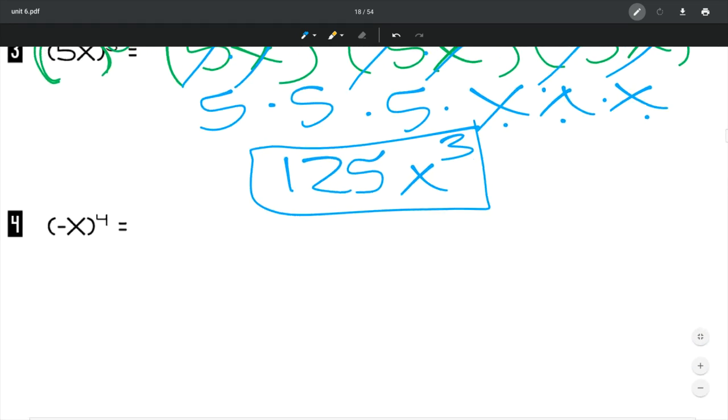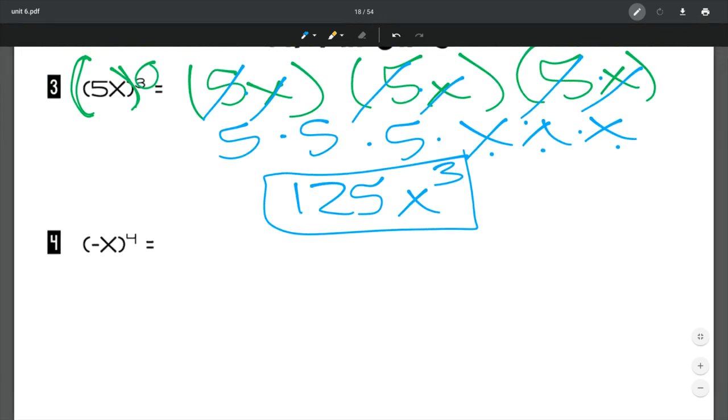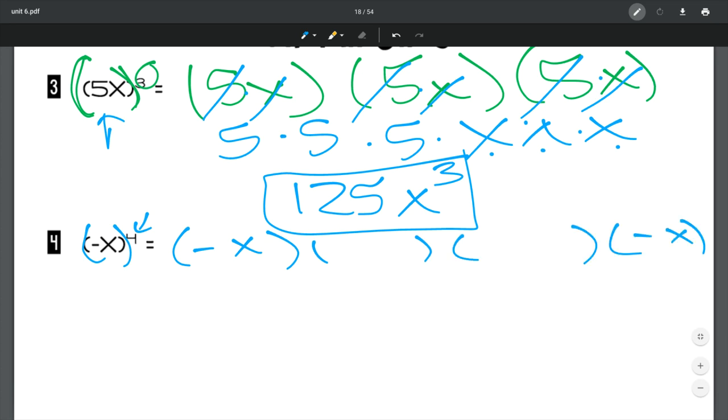And then number 4 is a little bit tricky as well, just because we're working with negatives. Don't freak out because you see that negative. You'll be just fine, I promise. We're going to do it the same way that we did number 3. Everything in the parentheses is being taken to that power. So you're going to write everything in the parentheses 4 times. You're going to write that entire set 4 times.